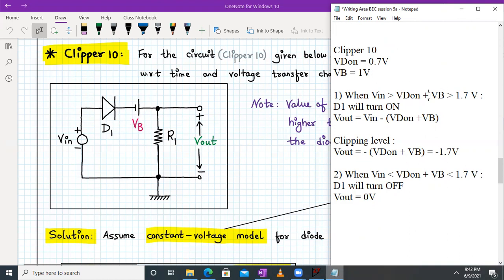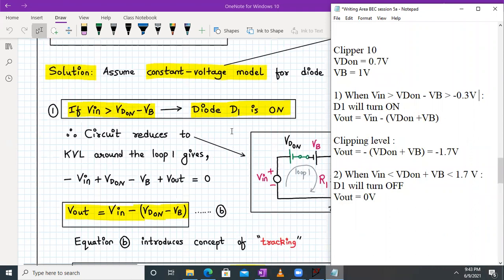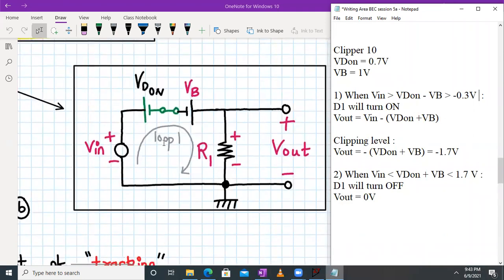Vin has to be lesser means what? Vin has to be greater than VD on minus VB. And VD on minus VB means VD on is 0.7, minus VB means minus 1, so it will be minus 0.3 volts. And what will happen when Vin is greater than VD on minus VB? The diode is on and the circuit is replaced by this equivalent network.